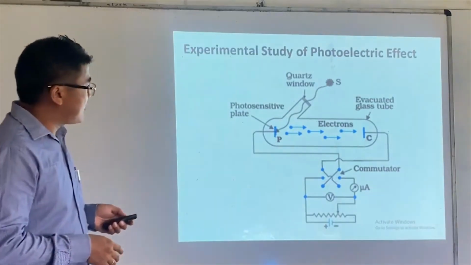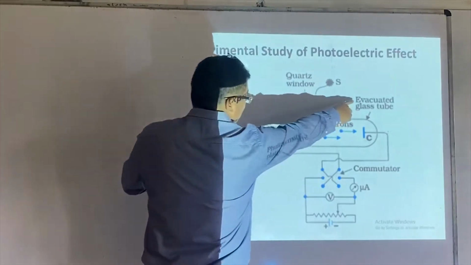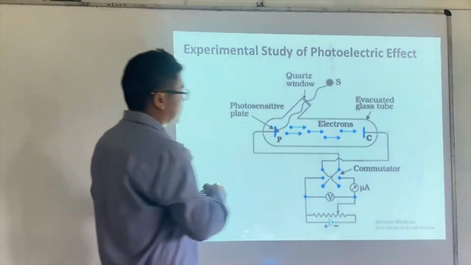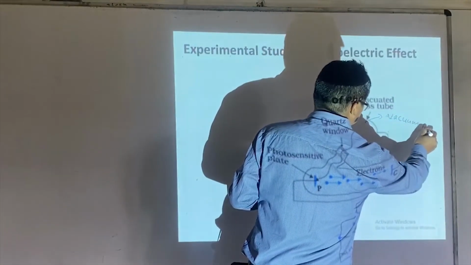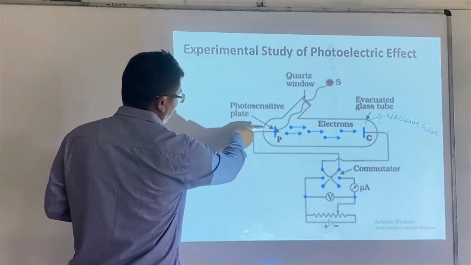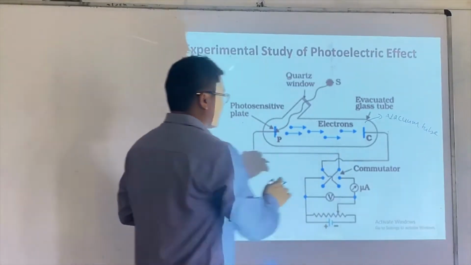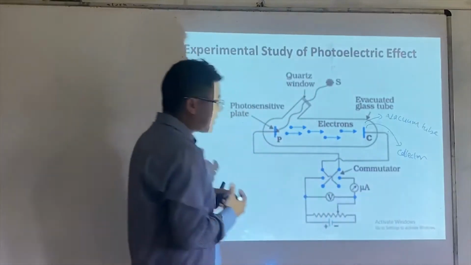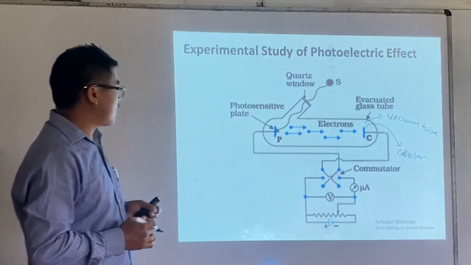The experimental setup has a vacuum tube, an evacuated glass tube. And then I have a photosensitive plate. P refers to our photosensitive plate, and C is a collector plate. That means electrons are being collected from plate P at plate C, and P is the photosensitive plate.